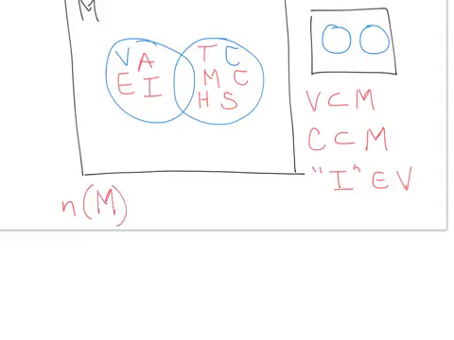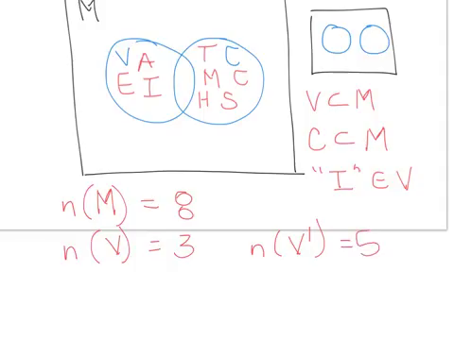The total number of different letters in the universal set is 8. The number of vowels is 3, and so the number of not vowels, the complement, is 5. And notice that that's the same as the number of consonants. We can use all sorts of different examples here to practice with our notation.